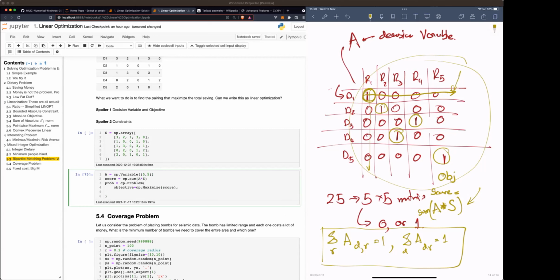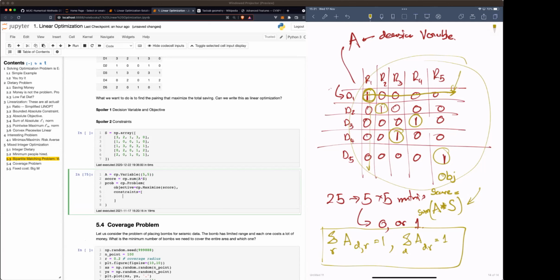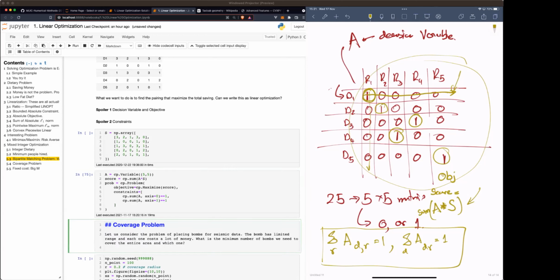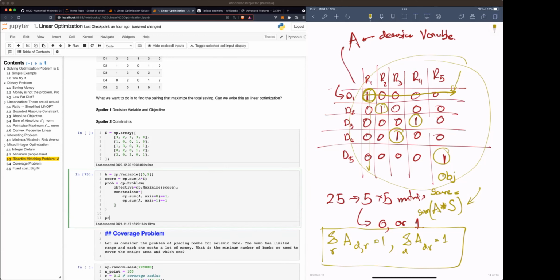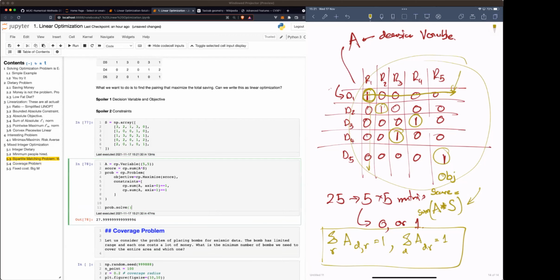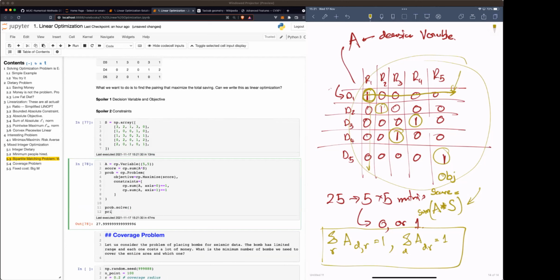Okay. Subject to, each row needs to add up to 1, right? So subject to, cp.sum of A with axis 0 equal to 1, and A with axis 1 is equal to 1, and that's it. Looks so magical if you try to do this with a search. S is not defined. That's it. I don't know how they do it. So you probably want to print A.value.